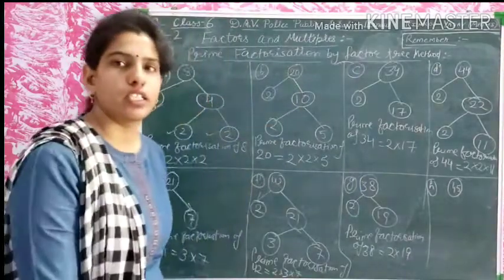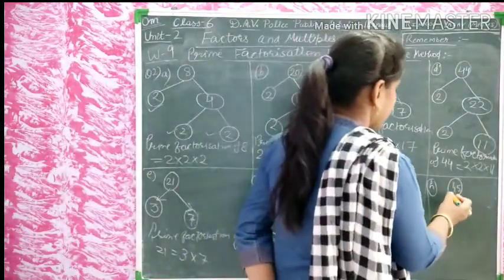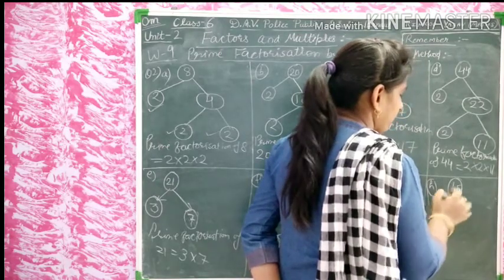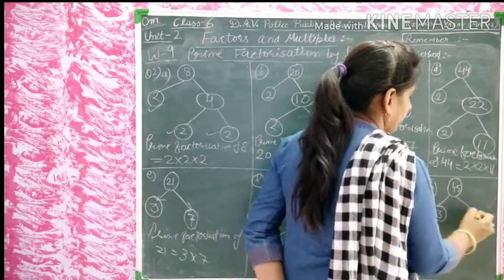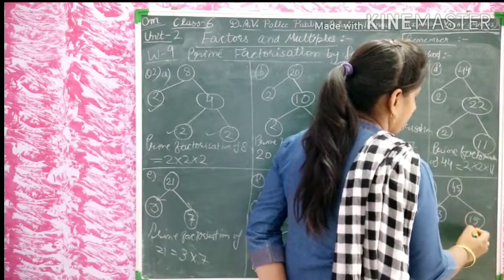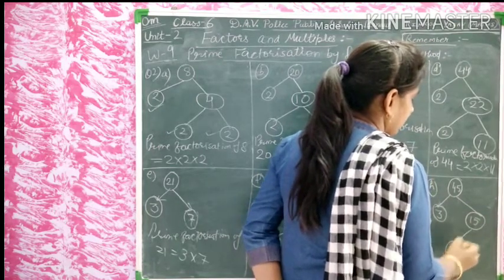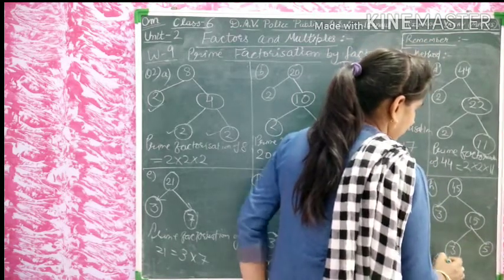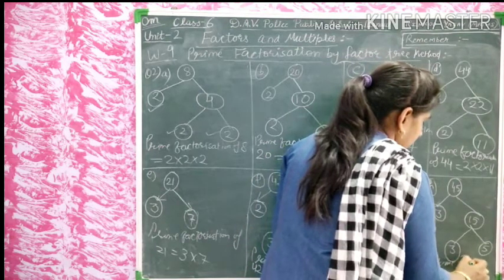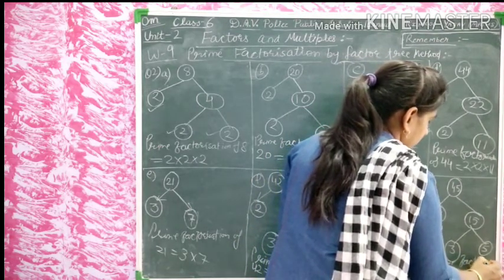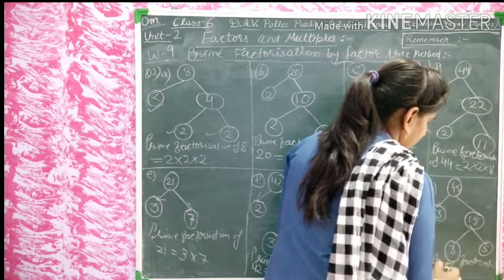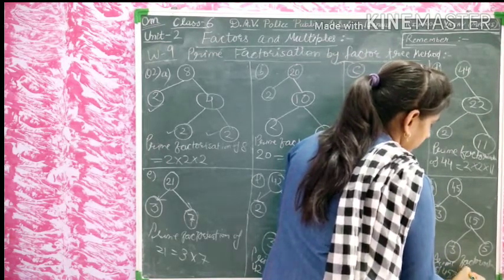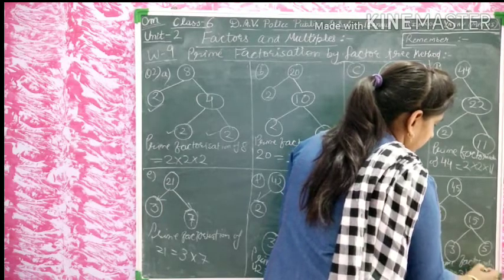Is it clear? Now we will go to the part H. This is divided by 2. No, it is not divided by 2, it is divided by 3. And we will get the quotient as 15. Now it will be divided by again 3. And we will get here the quotient as 5. So prime factorization of 45 is equal to 3 into 3 into 5.